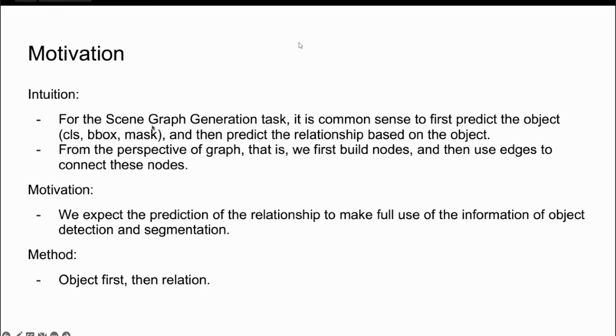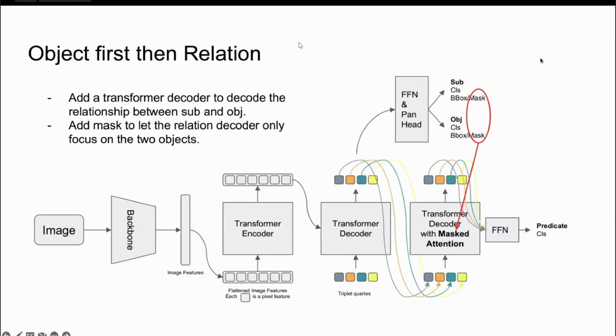So my idea and motivation is very common and very easy to catch up with: for the scene graph generation task, we first predict the object, and then we predict the relationship. I want to make a model to implement this. This is the method. I just add a transformer decoder behind the original PSGTR. The first transformer decoder predicts the subject and object and their information about the bounding box and the masks, and then the second transformer decoder predicts the relationship between them.